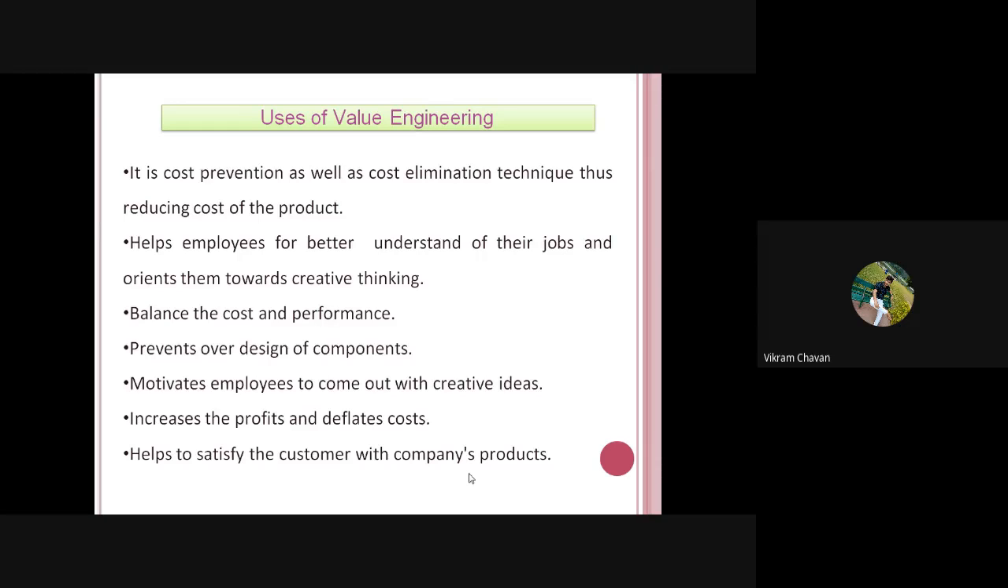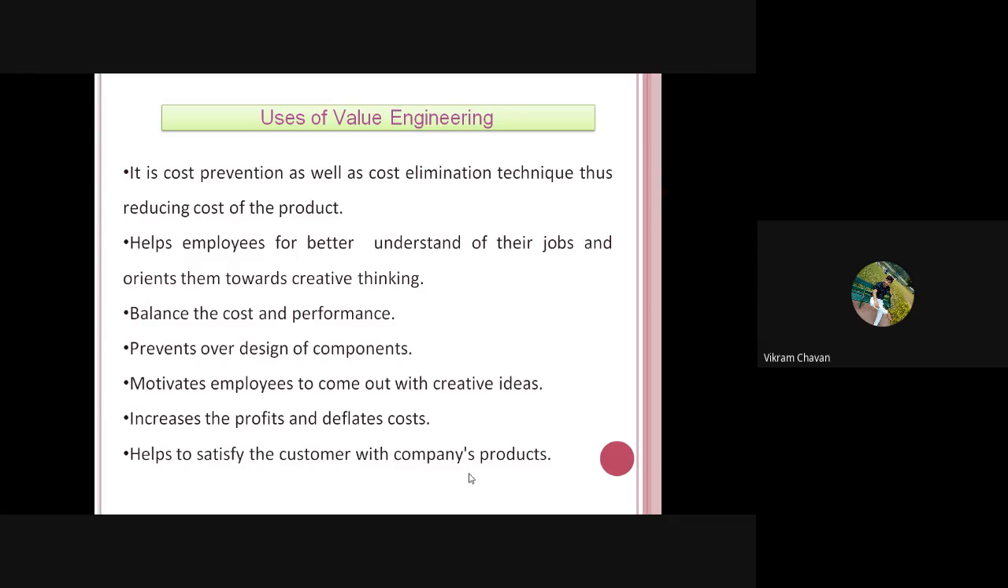Then, prevent over design of the component. You are a designer, but you should not add all unnecessary functionalities to that particular product. You have to design the product according to the requirement only, and the design should be appropriate, so that unwanted cost is reduced for the customer and the customer is satisfied with the cost of the product. If over design happens, the cost will increase, and that will impact the sale of the product.